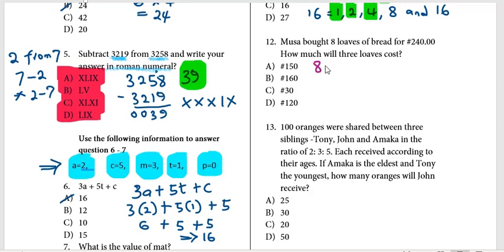So 8 loaves of bread cost 240 naira. For us to find the cost of 1 loaf, we need to divide both sides by 8, or divide 240 by 8. So 8L is equal to 240, divided by 8 on both sides. So let's cancel out here, and 1 loaf is equal to 240 divided by 8. Let's do that here.